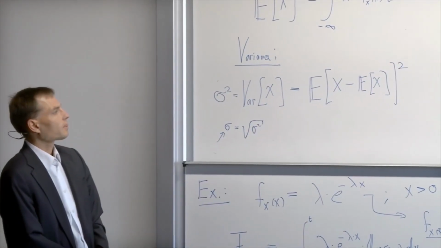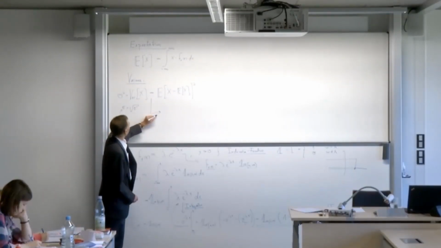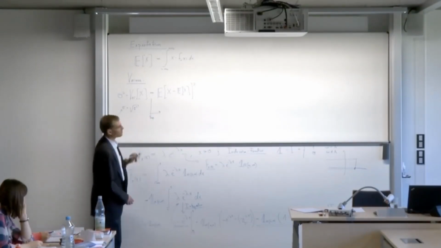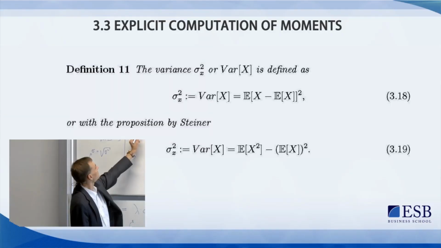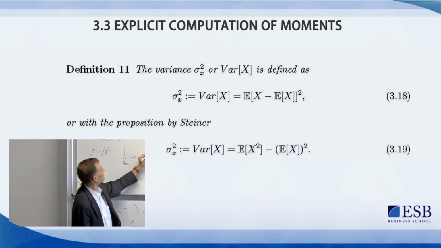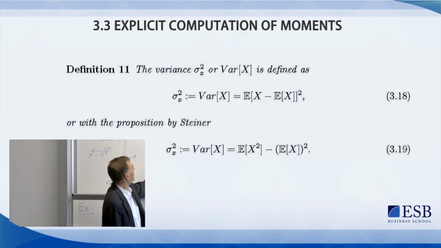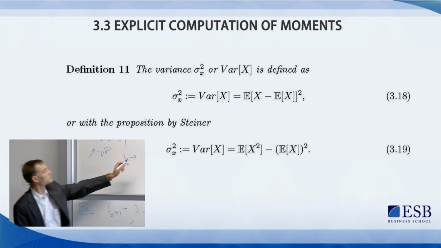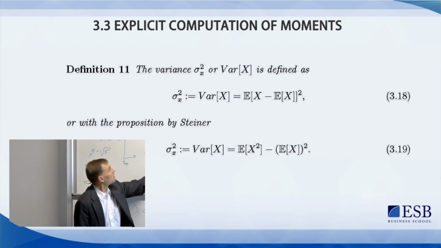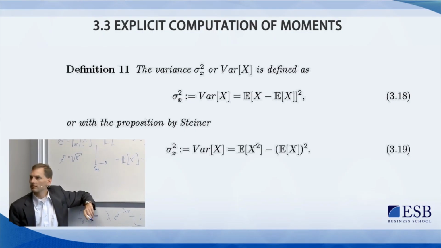Squared. This can be simplified. There is a proposition which you find in my lecture notes by Steiner, who showed, quite easily, that this is the same as the expectation of x squared minus the expectation of my variable squared. That is also the variance. If we know the expectation, we just have to square this number. That is the second part.